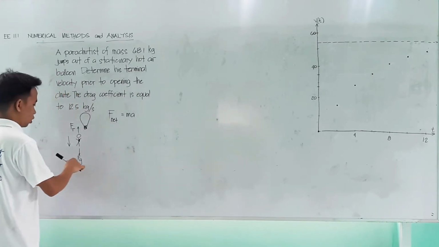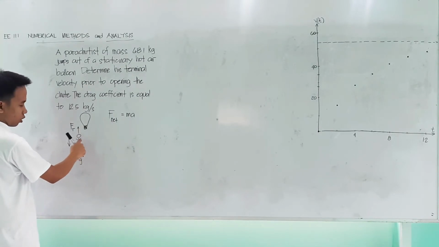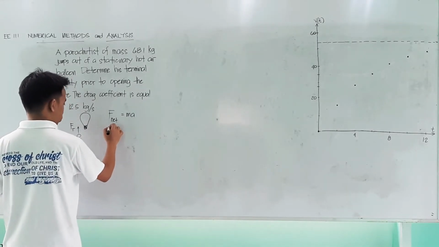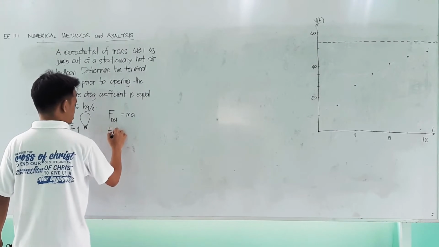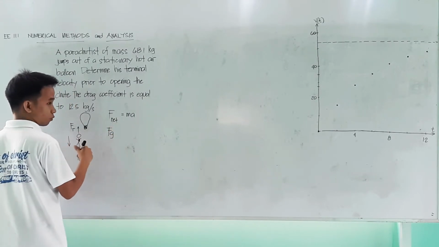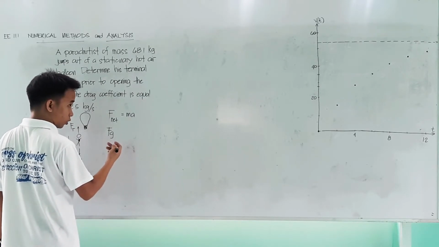Now, in this diagram, there are two forces acting on this object while it is falling or moving downward. That would be Fg, the force due to gravity, and Fr, the force due to resistance, or we can also say drag force.